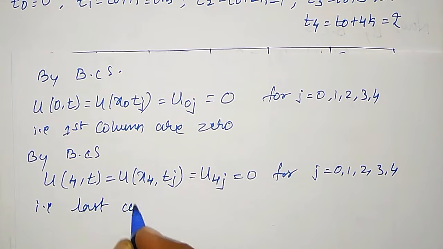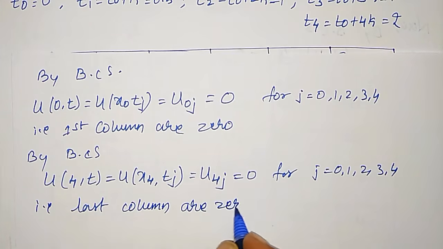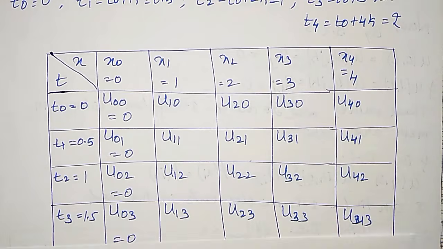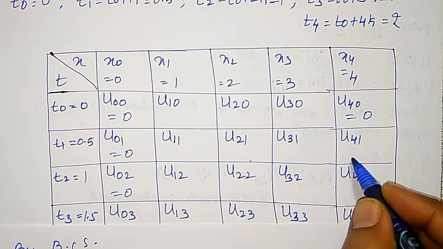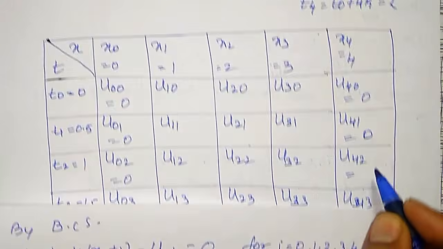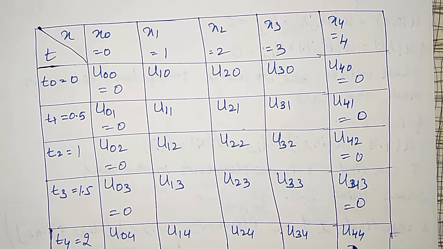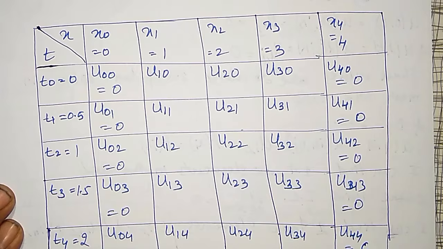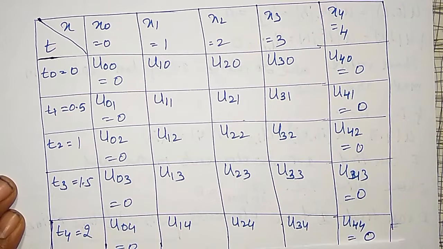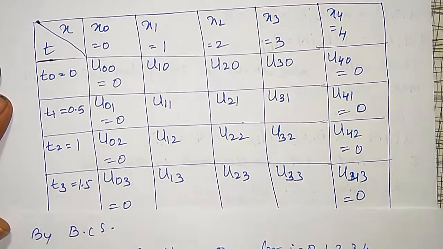Last column are 0 here, correct. Therefore u of 4 0 equal to 0, u of 4 1 equal to 0, u of 4 2 equal to 0 in the table, u of 4 3 equal to 0 and u of 4 4 also equal to 0 from the table. Okay, this is using two conditions.